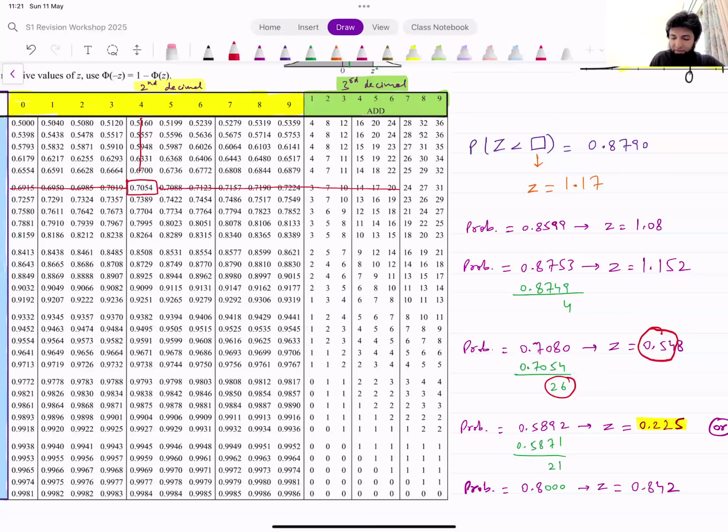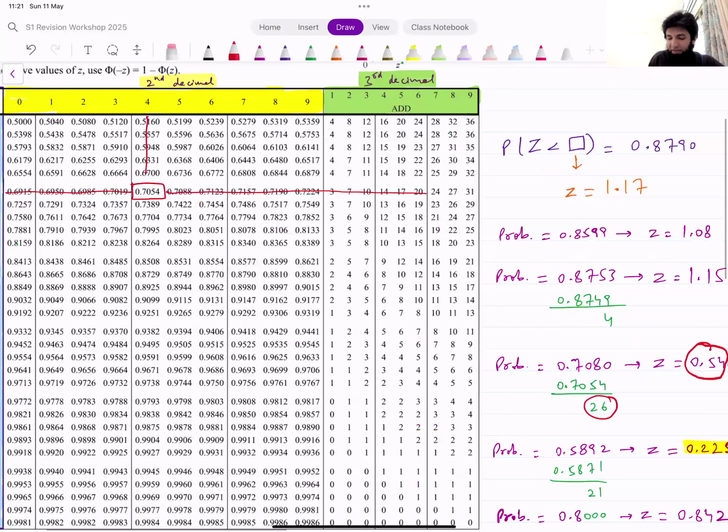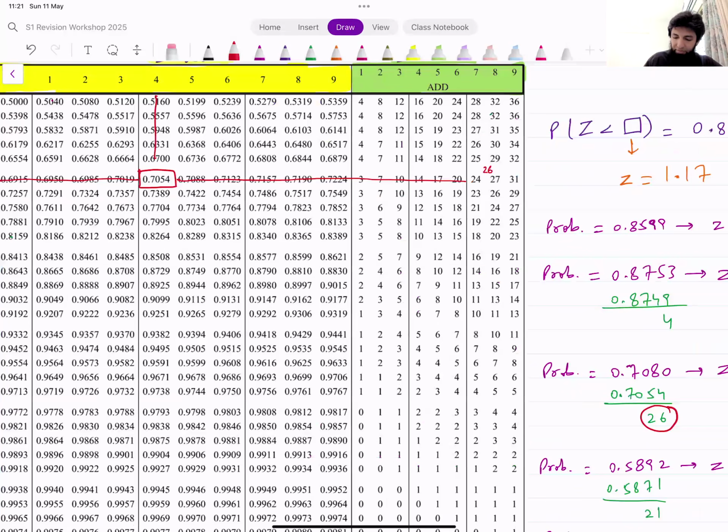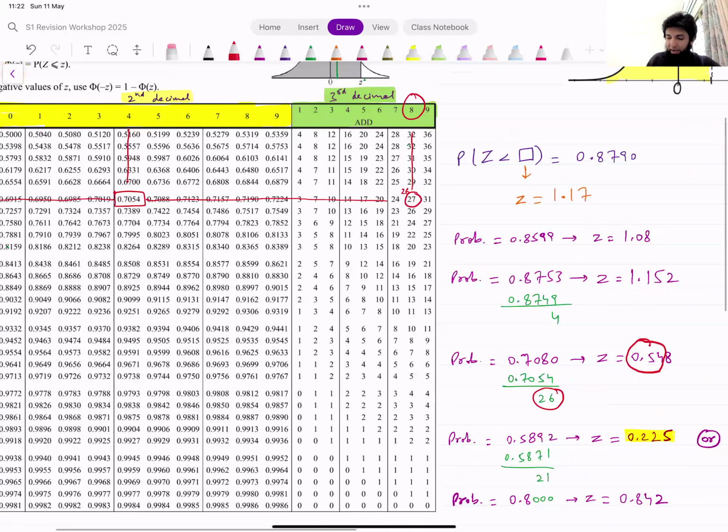Do we have 26 here on the right side? We don't in this case. 26 is going to be somewhere in the middle of 24 and 27. Now, is 26 closer to 27 or 24? It's closer to 27. So we use 27 from here, and we say that the third decimal place is going to be 8. And it becomes 0.548. That's the z value that we get from that.